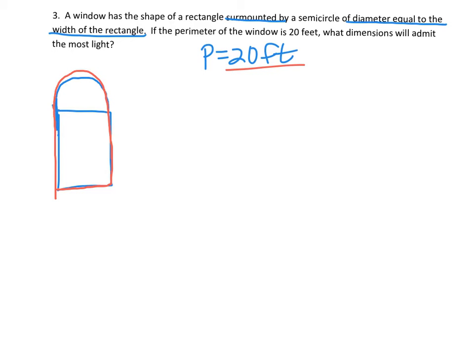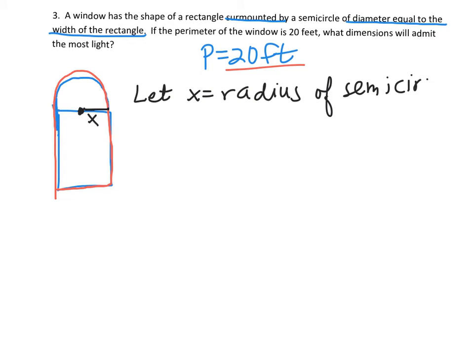All right, now what we've got to do, we've got to figure out where in the world is the best place to put an X. You could put it a ton of different places. But for me, when the algebra all shakes out, letting X be the radius of the semicircle, that's going to be your best bet, because then it's going to be less messy in the end. All right, so X is the radius of the semicircle.